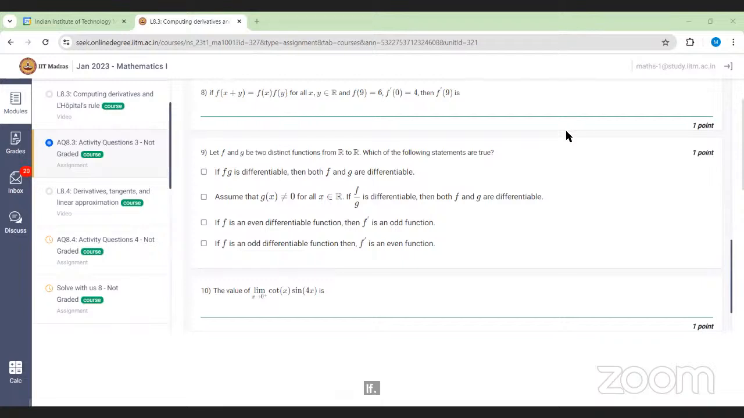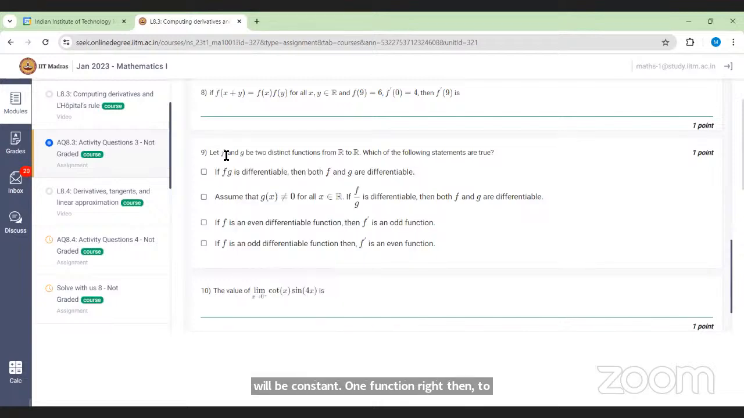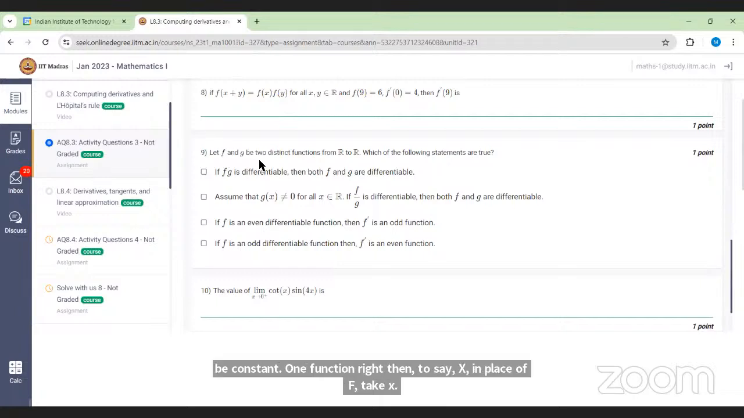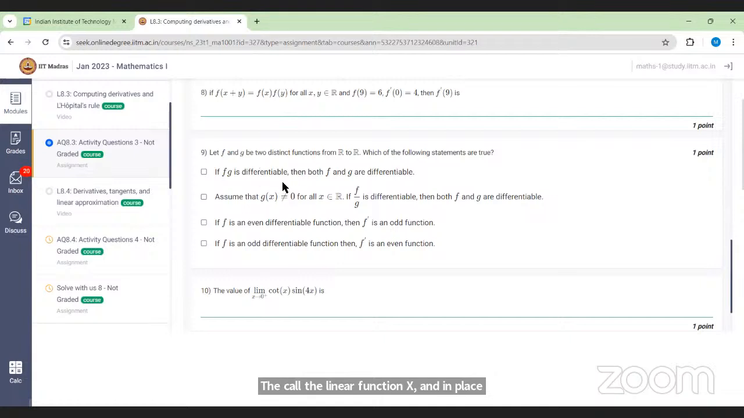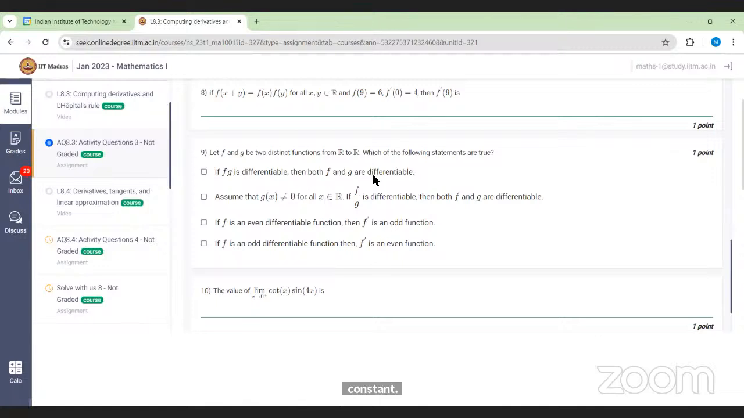So here you can take a simple example, just take f to be x and g to be 1 upon x, right? Then the product of those functions will be the constant function one. So if you multiply the two functions, you get a constant function. That means the constant function is differentiable, but one of those functions is not differentiable. That will contradict your first statement, right?